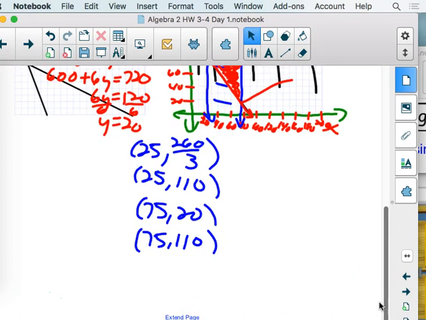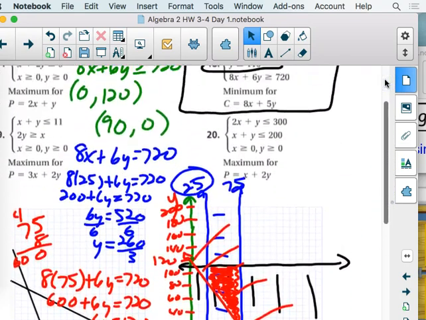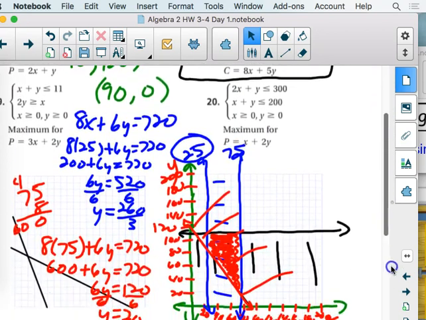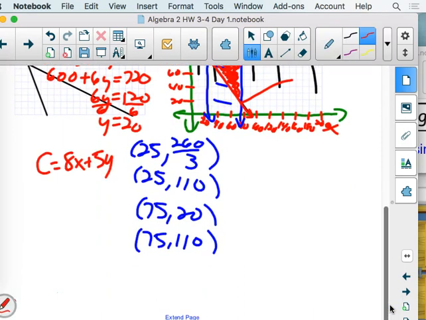Now all we have to do is put this stuff into that objective function. So I'm going to grab the objective function, hopefully from the right problem up here. There we go. C equals 8x plus 5y. And at this point, we would just punch them in. I think 3 of these I can just grab my hand calculator for, but then I'll show you how to do the 260 thirds, since that one has a fraction.